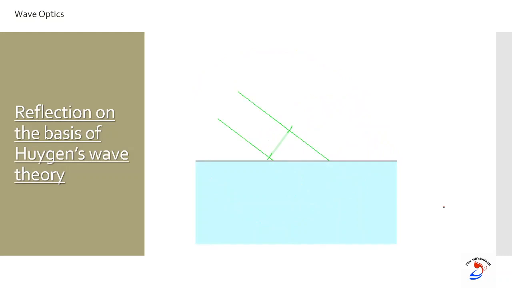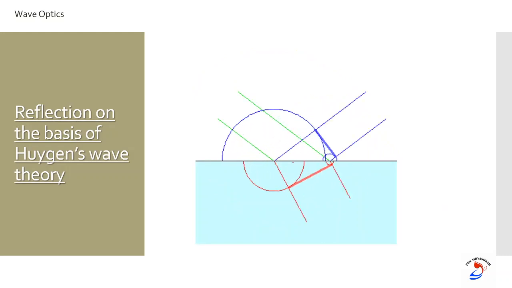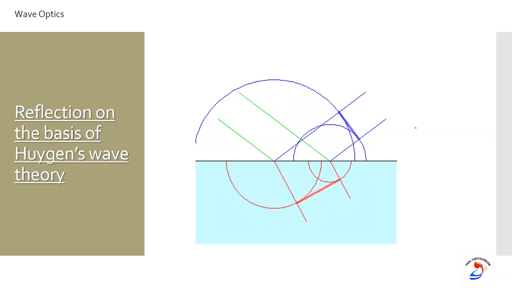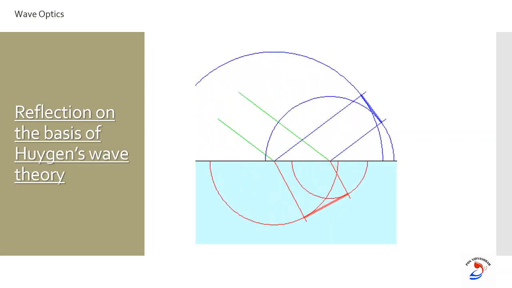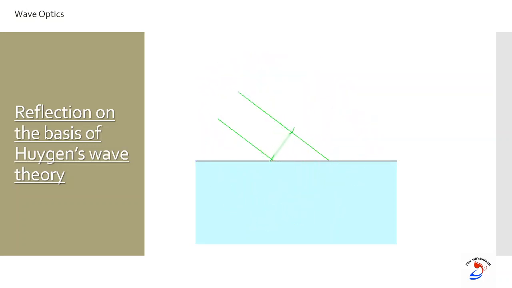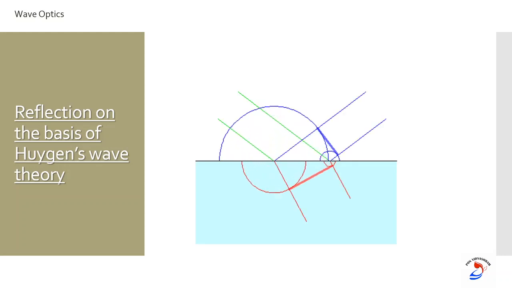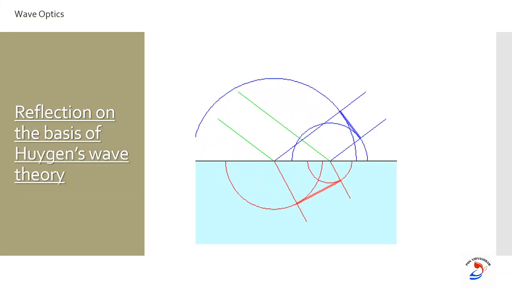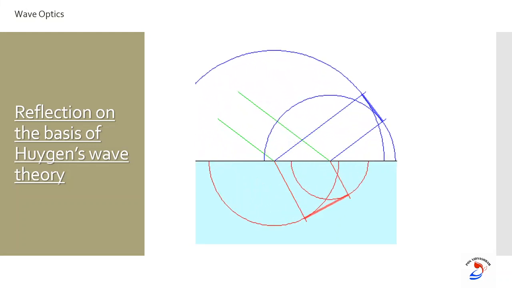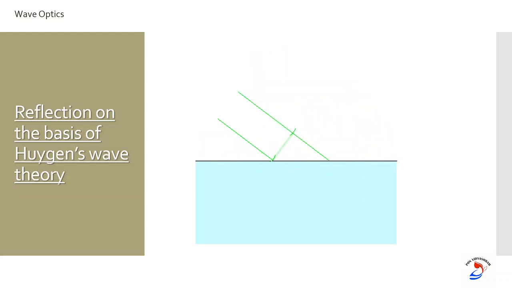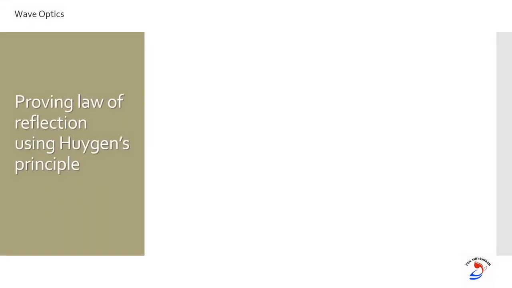Okay, you see this is a surface and the light is incident on it and the wave fronts are moving ahead. Let's not see the red part of it. We are only looking at the blue wave fronts, which are the reflected light. How do you explain this based on the Huygens wave theory? It's not just that you should be able to explain it, you should be able to prove it. Now we have to prove the law of reflection using the Huygens principle.